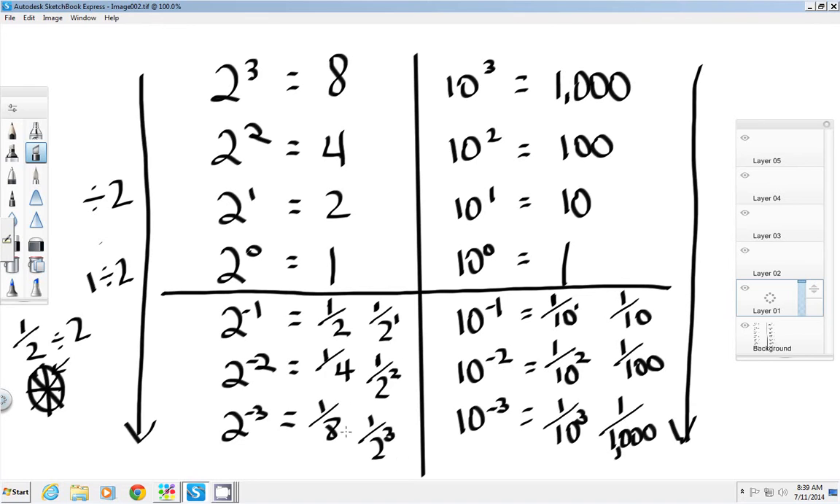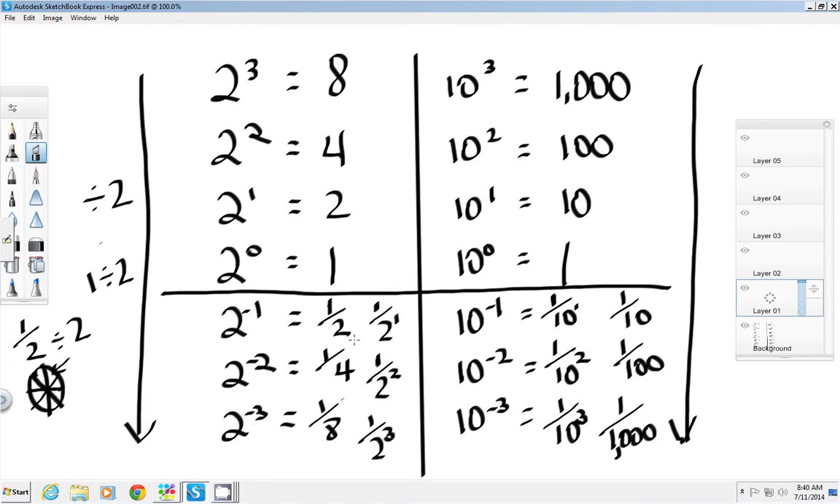So this is what's going on with negative exponents. We don't really have negative numbers as our answers. What we have is smaller numbers. Our numbers keep getting smaller and smaller as we take away an exponent. They actually become fractions or decimals. You can convert these to decimals.